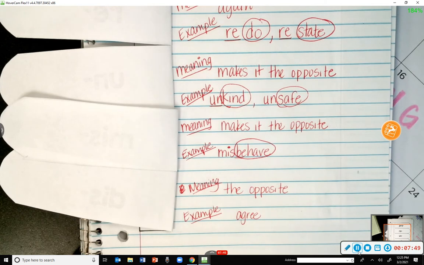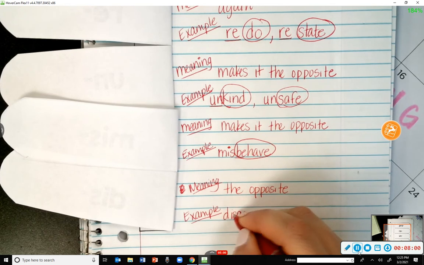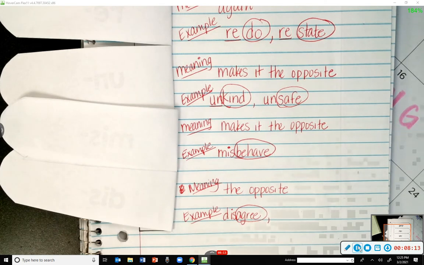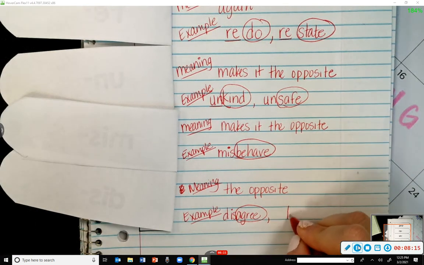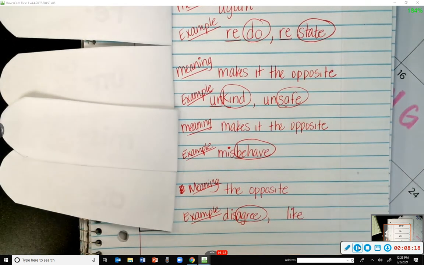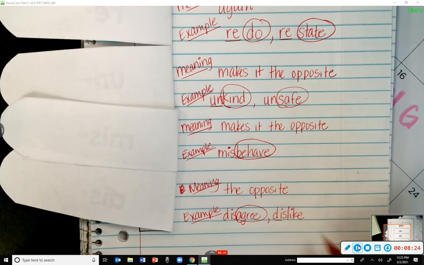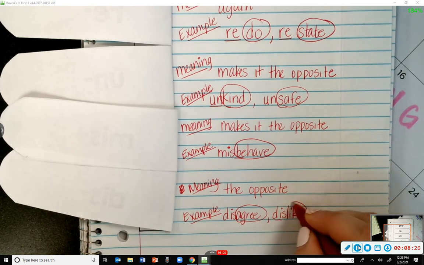Allie? If we agree, then that means we both think the same, right? Yes. And disagree means we don't think the same, okay? Okay, can you think of another example using dis? Okay, so dislike. So if we like something, that means we enjoy it. If we dislike, what does that mean? We don't like it. Good.